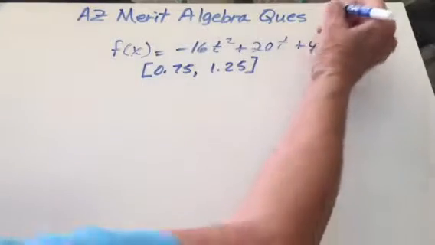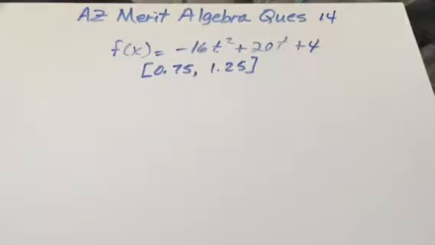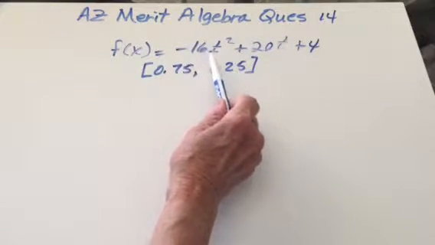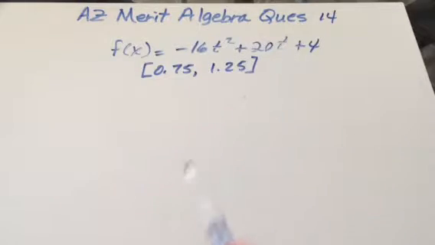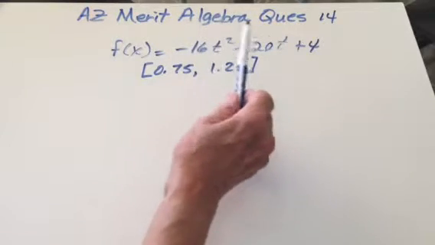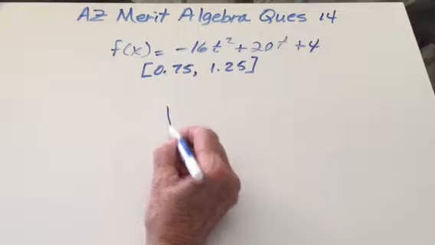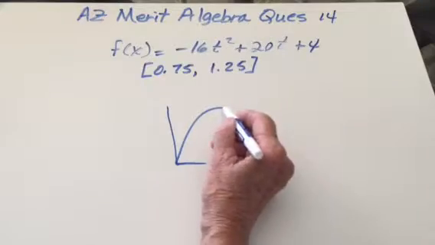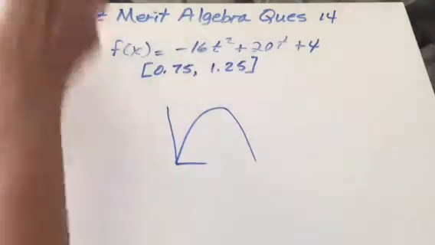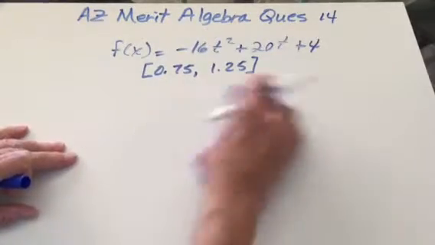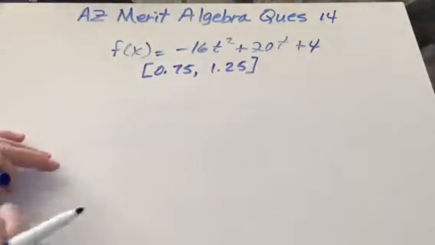In this video, we're talking about question number 14 on the Arizona merit test. They're giving you this function, negative 16 t squared plus 20t plus 4. And this is the trajectory of a ball that's thrown up in the air. So we know it's going up, and then, of course, that ball comes down. So we know that it's going to be a parabola that looks like that. We know that much. Here's what they're asking us, however.